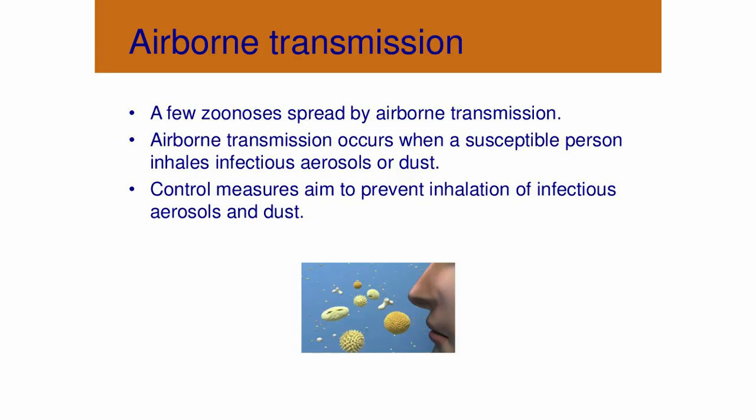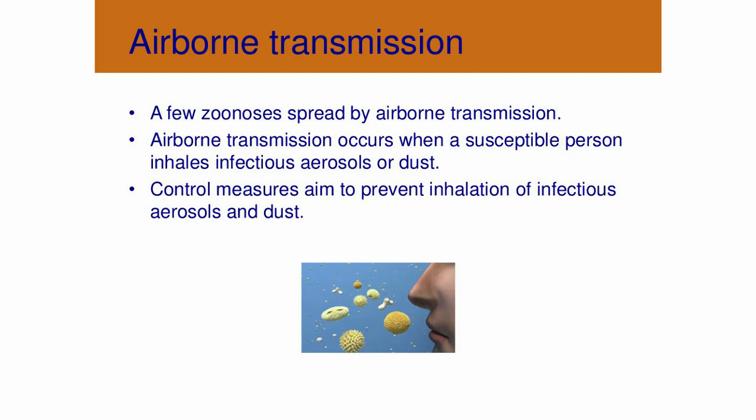So the last mode of transmission is airborne transmission. Now, only a few zoonoses spread this way, and this occurs when a susceptible person inhales infectious aerosols or dust. So some examples of zoonoses that preferentially spread by airborne transmission include Q fever, psittacosis. This is a disease of birds, particularly birds of the parrot family, which can cause a really severe pneumonia in at-risk workers, and also anthrax.